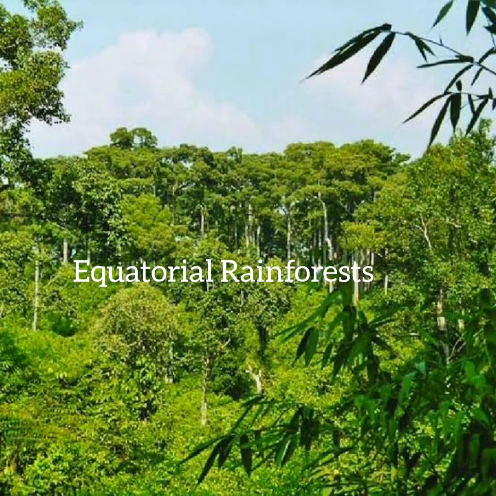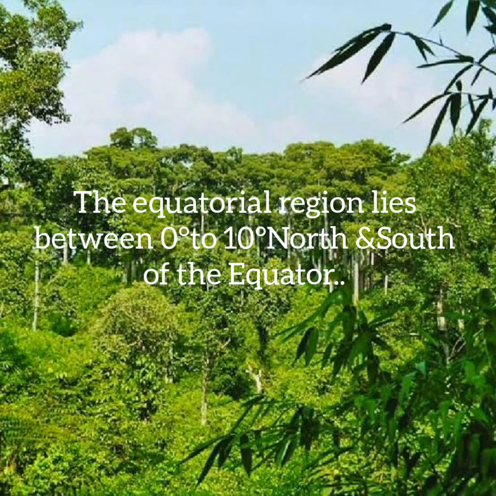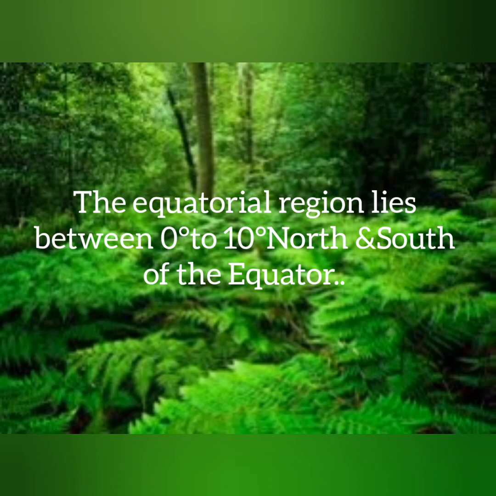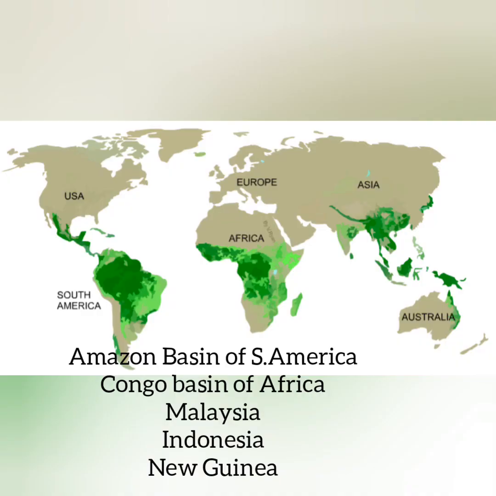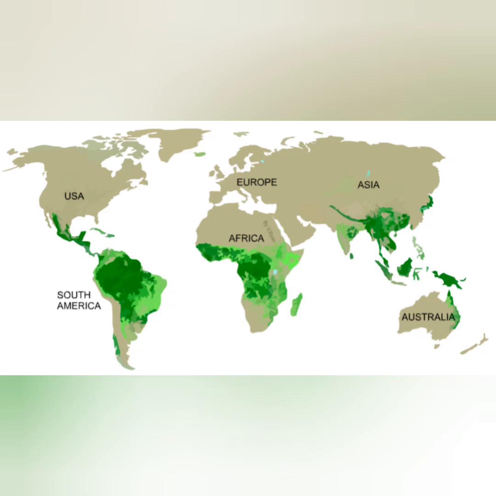Today we will be talking about the Equatorial Rainforest. This is a stretch of very thick and luxuriant forest which lies between 0 degrees to 10 degrees north and south latitudes. So this is the region around the equator. It stretches across the Amazon basin of South America, the Congo basin in Africa, and the East Indies from Sumatra to New Guinea. All the countries which lie near the equator have the equatorial type of climatic condition.